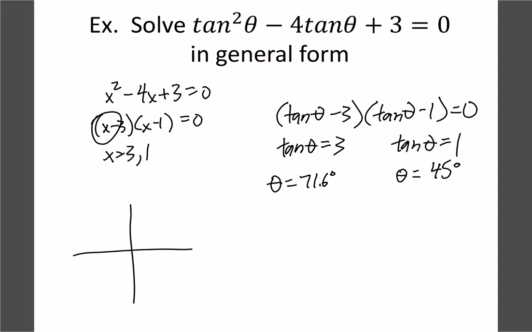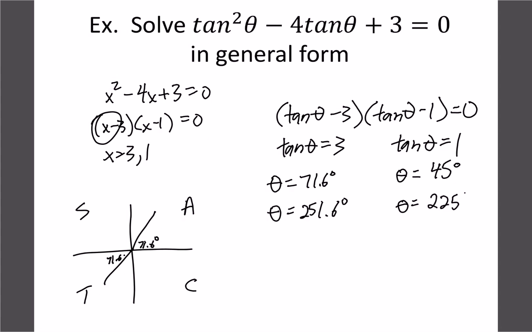So our 71.6 degrees would be there, and using our CAST rule, the other location where tan would be positive would be in quadrant 3. So our second angle should be 180 plus 71.6, so that would be 251.6 degrees. And then for our second answer, we had 45 degrees, and our other solution will be in the other quadrant as well, so we'd have 180 plus 45 to give us 225. So you can see in this case we actually have 4 different solutions instead of just the 2, because we had 2 factors, each one will give us 2, so we have 2 per equation.